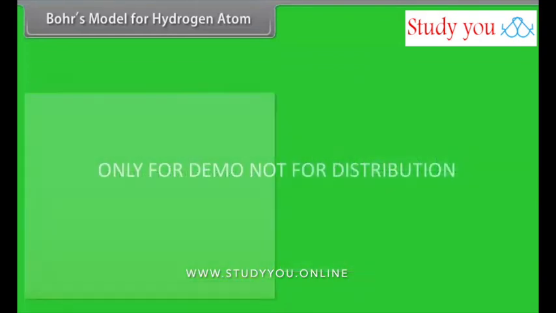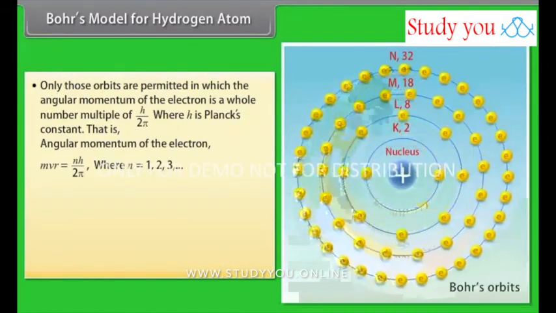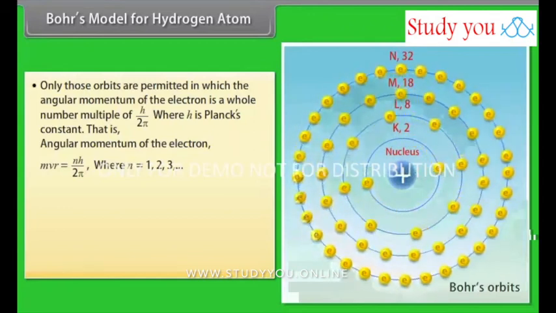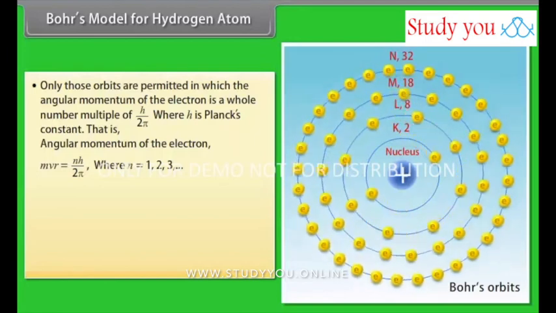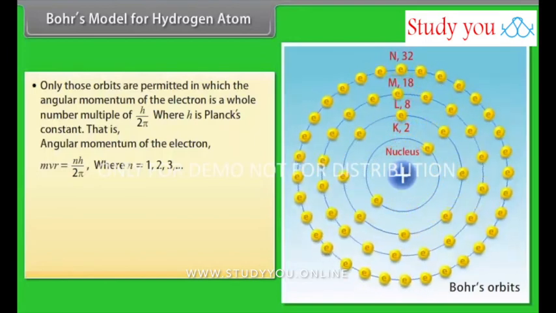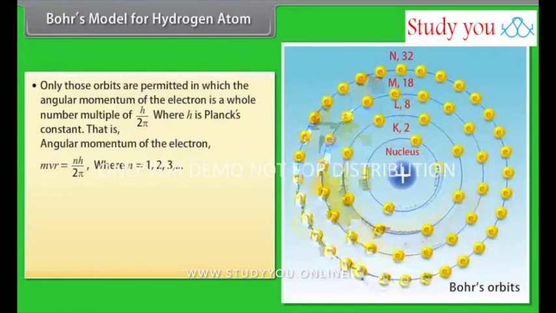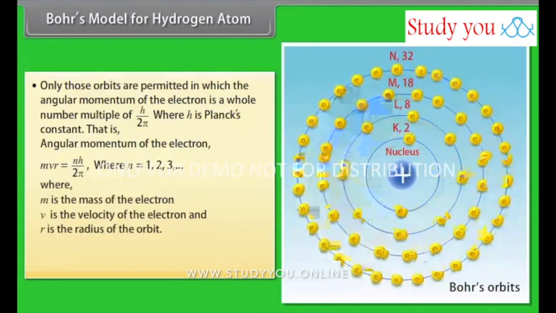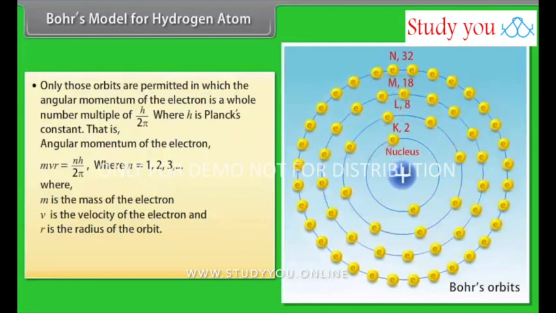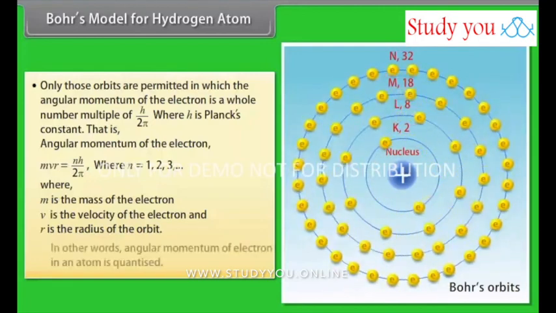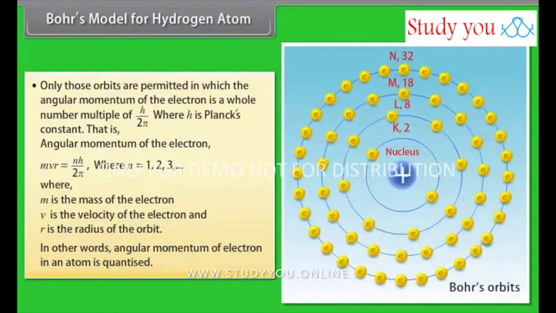Shells. Only those orbits are permitted in which the angular momentum of the electron is a whole number multiple of h by 2 pi, where h is Planck's constant. That is, angular momentum of the electron, mvr, is equal to nh by 2 pi, where n is equal to 1, 2, 3, etc., where m is the mass of the electron, v is the velocity of the electron, and r is the radius of the orbit. In other words, angular momentum of electron in an atom is quantized.